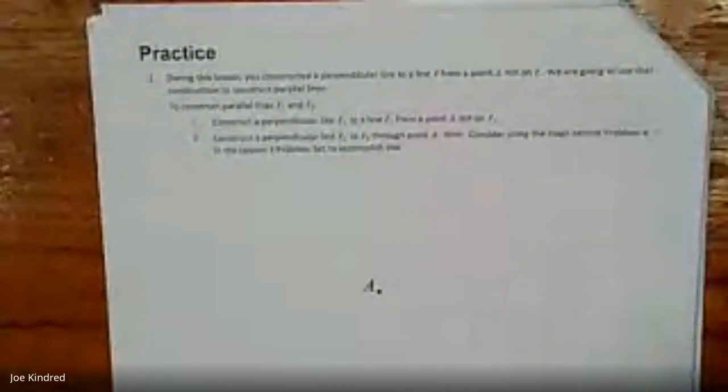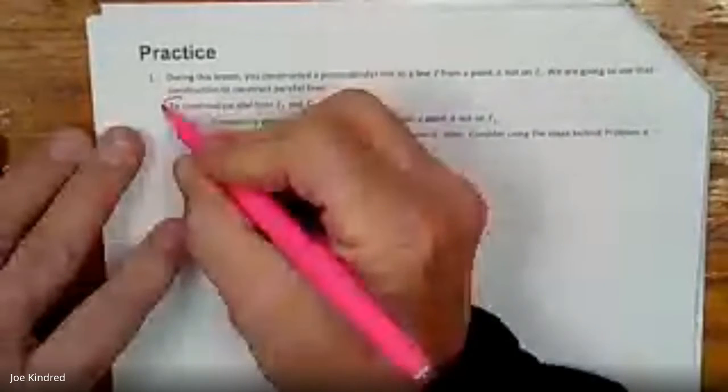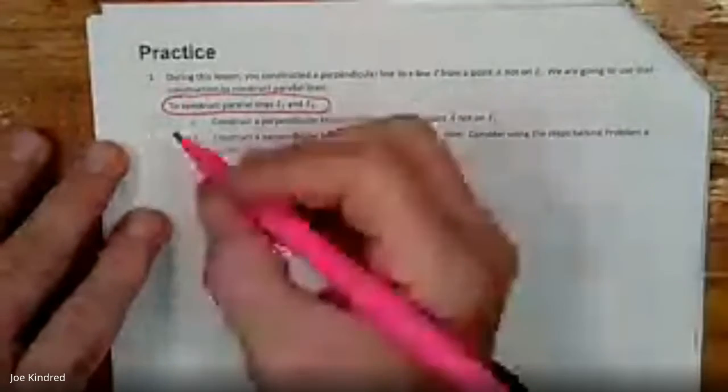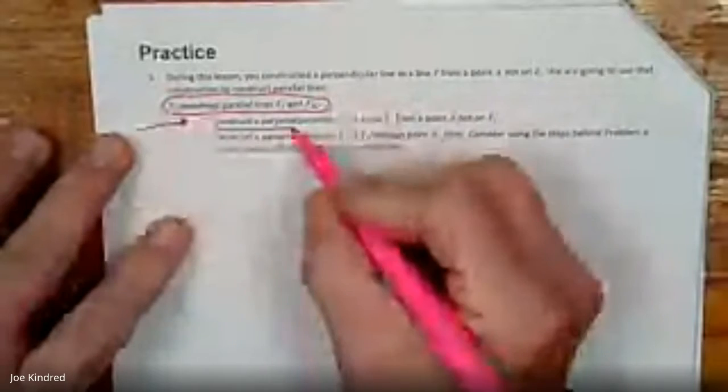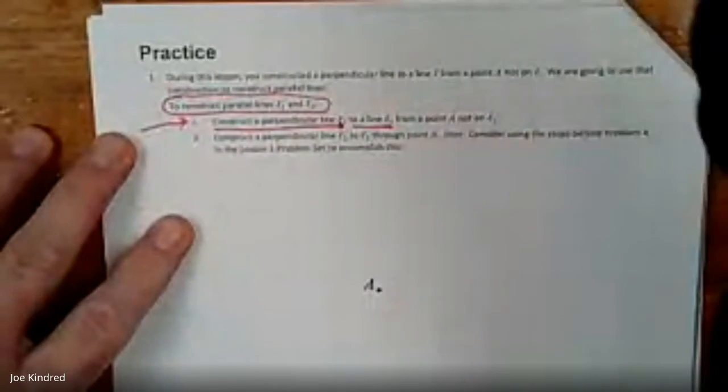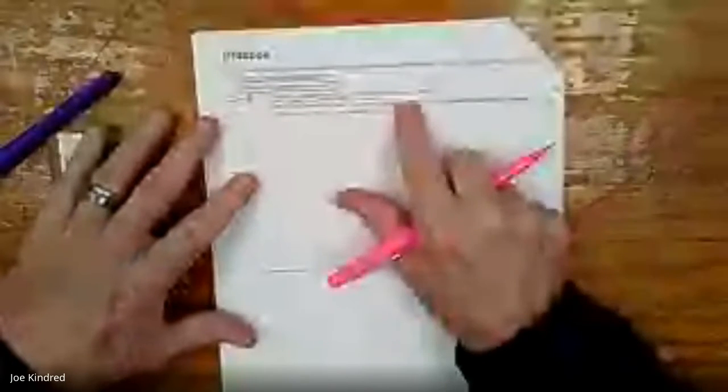The next example I'm going to go through is practice problem number 1. There are 2 parts. Eventually, we want to be able to construct 2 lines that are parallel. The concept of parallel pops out. Well, the first step is to construct a perpendicular line L3, which is not here yet, to line 1, which is here, from point A, not on L1, which looks like the same problem we just did.